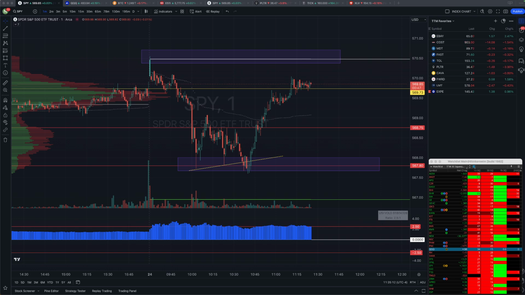How many of you caught this bounce in the SPY or the Qs or any of the indices?